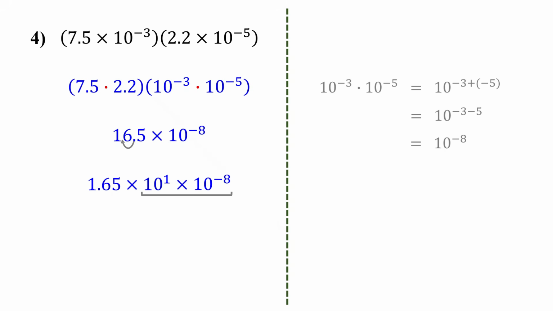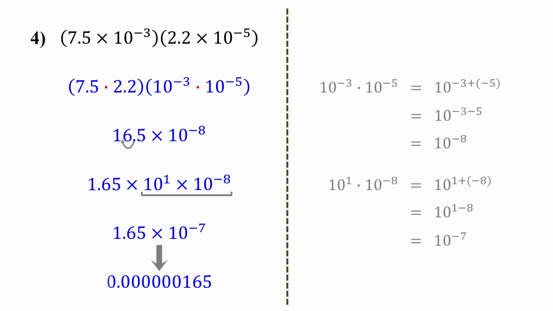Now combine these two powers of 10. Keep the base 10 and add the exponents. 1 plus -8 equals -7, giving us 10 to the -7th power. So, your final answer in proper scientific notation is 1.65 times 10 to the -7th power. If you want that in standard form, start with 1.65 and move the decimal point 7 places to the left.